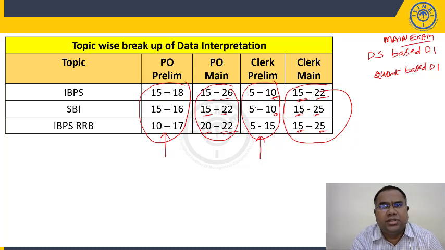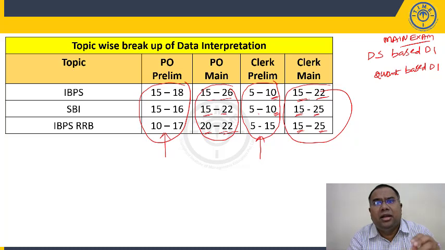Maybe out of 4 sets or 5 sets given there, we can select 3 easy sets to solve. But I am looking at prelim level. At prelim level, you mostly will not get data sufficiency based DI or quant based DI, and you also get single diagram sets like a single table, single pie chart, single bar graph, single line graph. That saves a lot of your time.